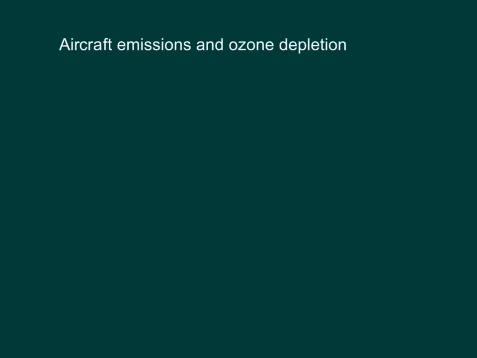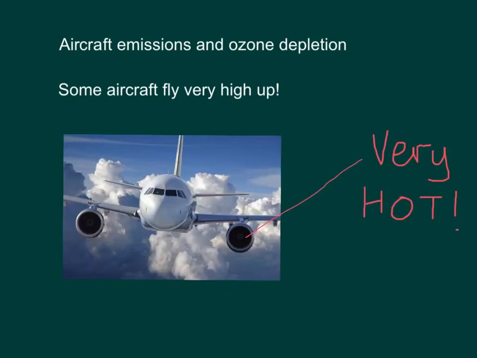It's not the end of the story for ozone depletion, unfortunately, because we also have to look at the effects of high-flying jet aircraft on the ozone layer. Some aircraft fly very, very high up, and inside that jet engine it is very, very hot. Now the jet is burning fuel such as kerosene, which is a hydrocarbon. Of course it's producing carbon dioxide and it's producing water.